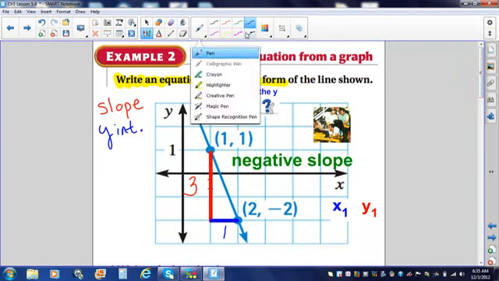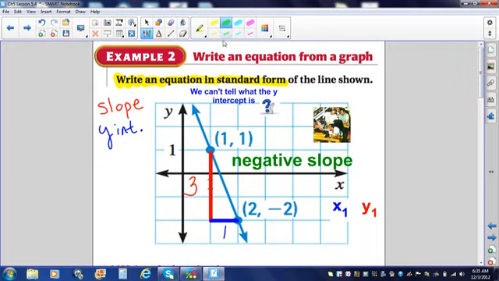The next thing we need to do is identify if we have a positive slope or a negative slope.